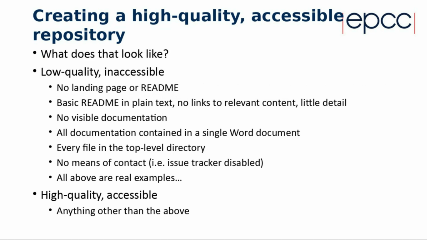So specifically, what does a high quality accessible repository look like, and what does it contain? Let's do a proof by counterexample here. Low quality and inaccessible could mean that there's no landing page, or landing page here means the Readme files that GitHub automatically looks for and displays.